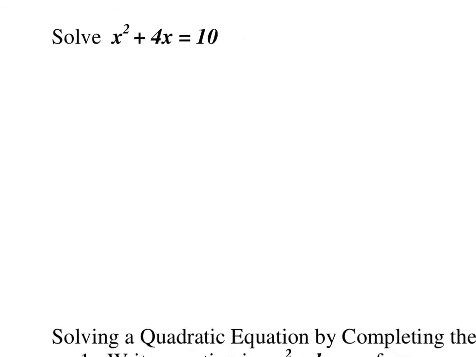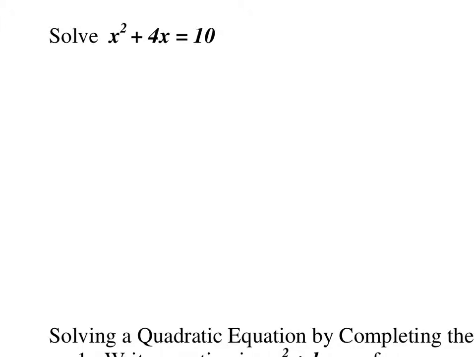Looking at this example problem, our number that we are interested in, our numerical coefficient. So we take that 4, let's come over to the side, and we say, hey, I want to take that 4, I want to divide by 2. That gives me 2. Now I want to square that number. That gives me 4. So I like to call 4 our magic number.